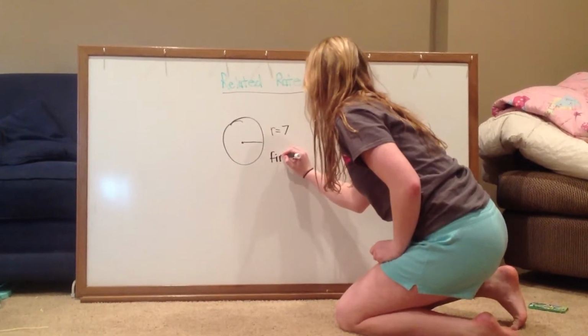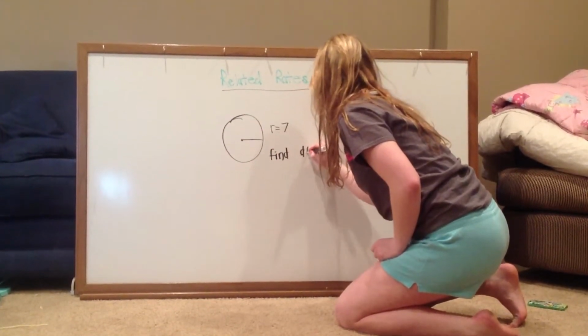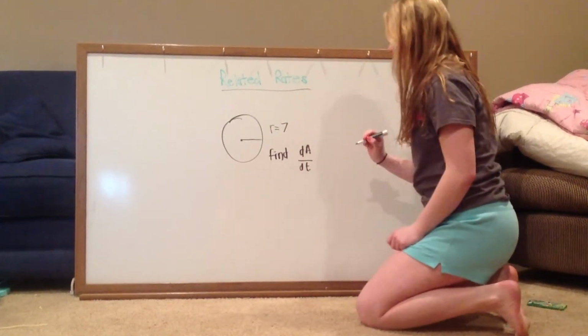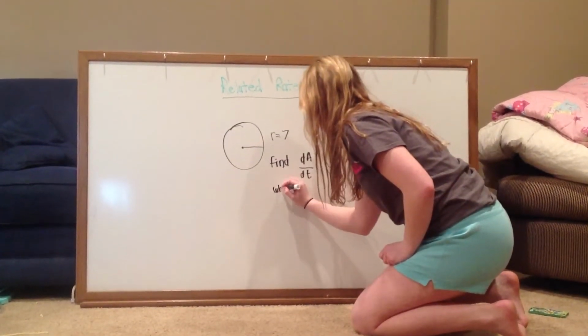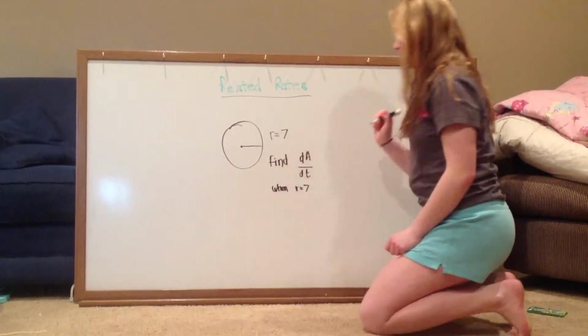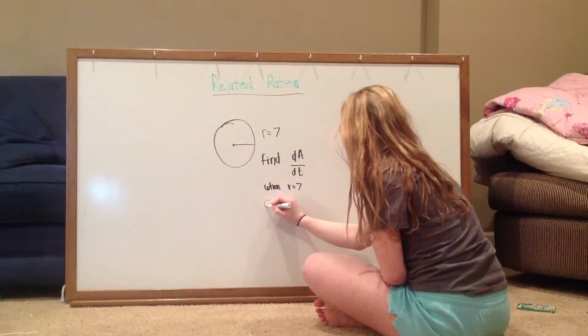The objective of this problem is to find the rate at which the area of the circle is changing when the radius is 7 feet. Also, when the radius is changing at a rate of 3 feet per second.